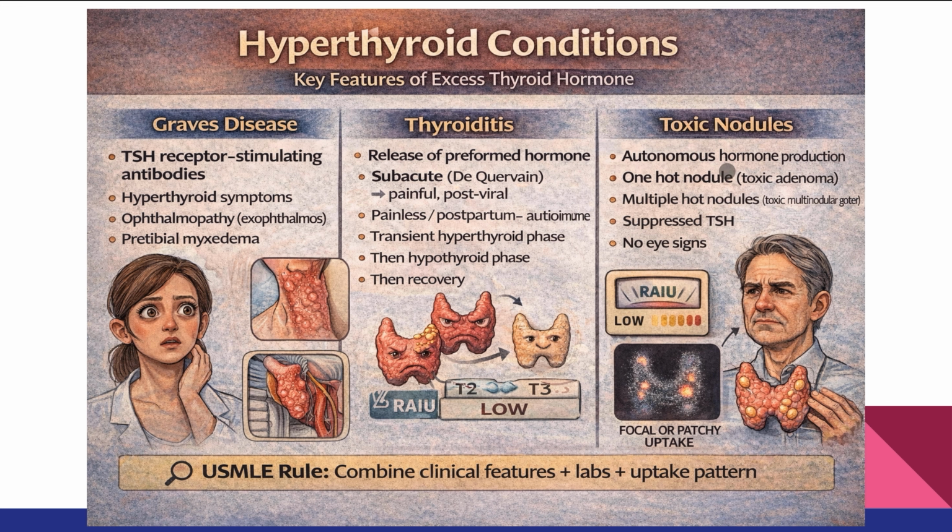Toxic nodules, there is autonomous hormone production. There is one hot nodule in toxic adenoma, and there are multiple hot nodules in toxic multinodular goiter. There is suppressed TSH in these conditions, and there are no eye signs in toxic nodules. And it can be identified using focal or patchy uptake on radioactive iodine uptake.